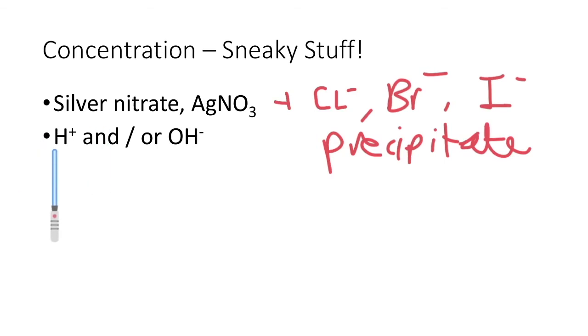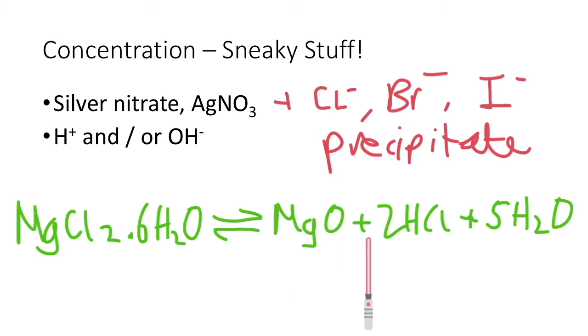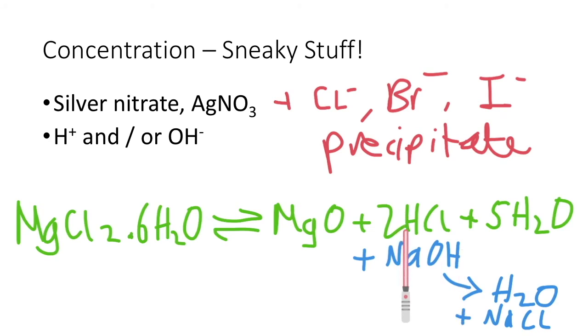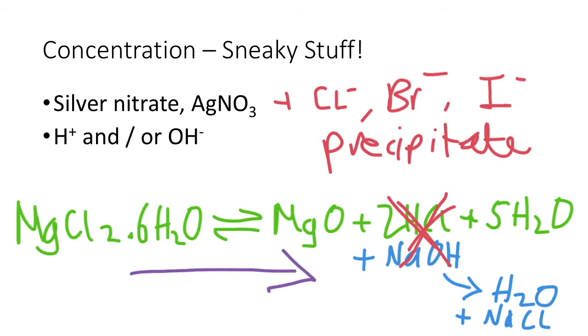The second one to be aware of is hydrogen ions or acid or hydroxide ions, or it might just be like sodium hydroxide, potassium hydroxide. That will interact with acids and bases in an equation. So here we've got an equilibrium where hydrochloric acid is one of the products. If we add sodium hydroxide to this, the acid and the alkali will react together to give us salt and water. So effectively, we're reducing the concentration of one of our products, causing the equilibrium to shift to the right.